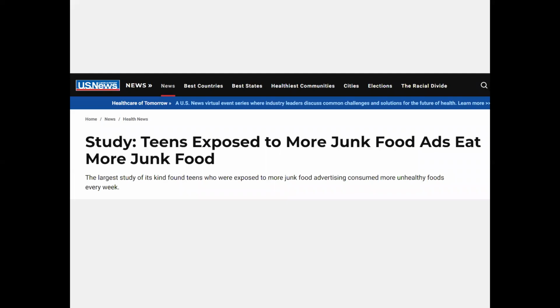So let's look at this headline. Study: teens exposed to more junk food ads eat more junk food. The largest study of its kind found teens who were exposed to more junk food advertising consumed more unhealthy meals each week. So perhaps that's all I read. Think about, if this is all we read, what your conclusion would be.